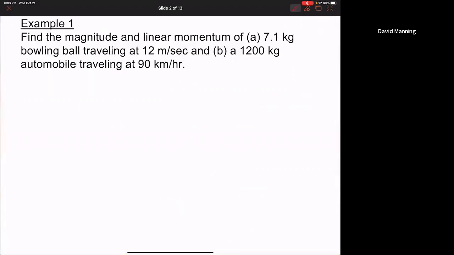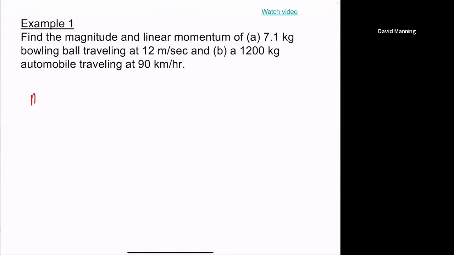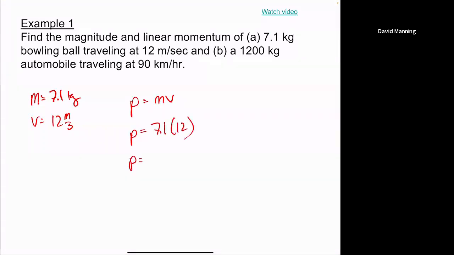So we'll just jump into some problems. The first one says, find the magnitude of linear momentum of a 7.1 kilogram bowling ball traveling at 12 meters per second. The mass is 7.1 kilograms. The velocity is 12 meters per second. So P equals MV. P equals 7.1 times 12, in kilogram meters per second. That's the momentum of the bowling ball.